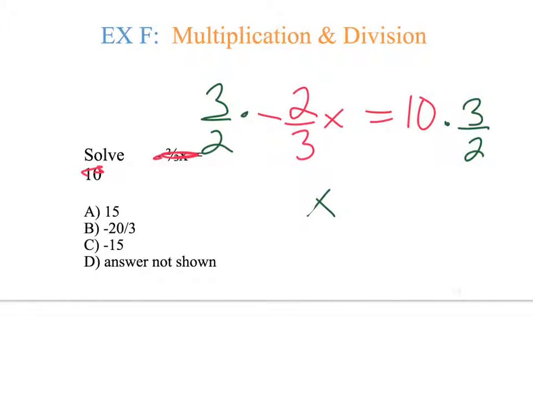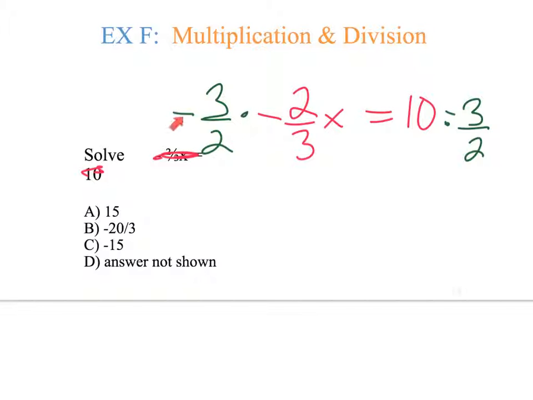I always want a positive x. So let's think of what I really wanted to multiply by. Whenever we flip a fraction upside down, if it's positive, it stays positive. If it's negative, it should stay negative. So really what I want us multiplying by on both sides is a negative 3/2.